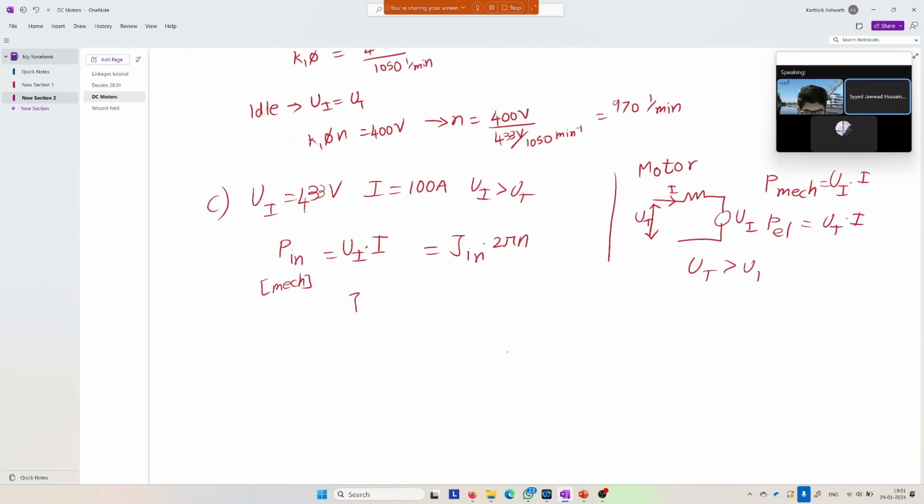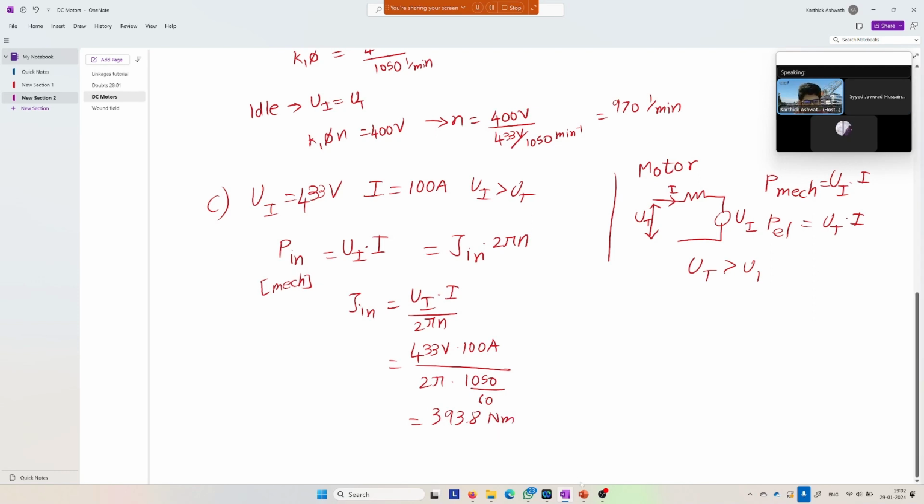So I just continue with that. Torque input equals UI times I divided by 2 pi n, which is 433 volts with 100 amps divided by 2 pi times 1050 divided by 60. Solving this will actually give you 396 or 397, something like that. So sorry, 393.8 Newton meters, which is exactly what is given as the answer.